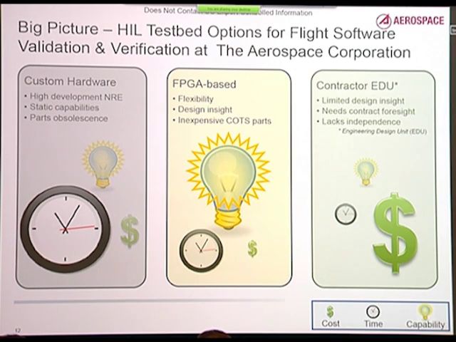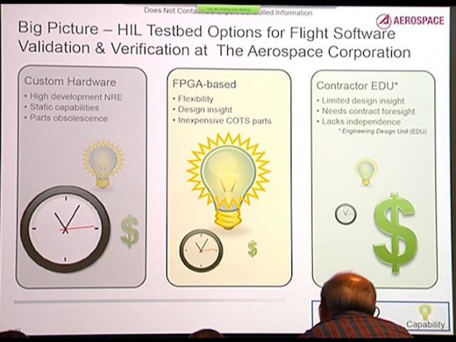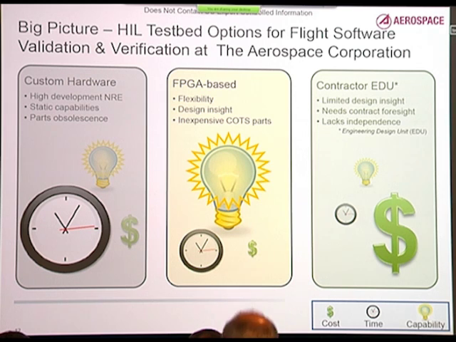So this is kind of a trade study slide as to the three different types of hardware-in-the-loop systems that you could have. One is custom hardware, which is the legacy approach I showed you. This one here in the middle is the FPGA approach that I've been talking about. The third one is essentially an engineering unit, a design unit from the contractor. And advantages and drawbacks. The custom one is costly, takes a very long time to get into operation, and you essentially have to build the system yourself, so you get a lot of insight.